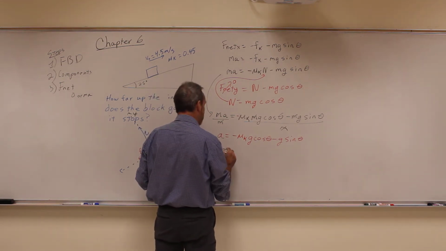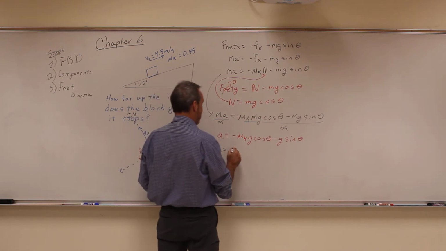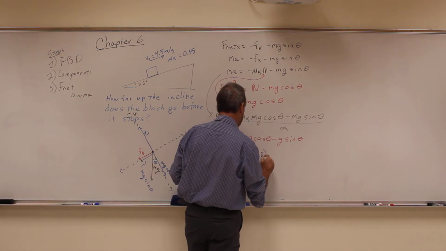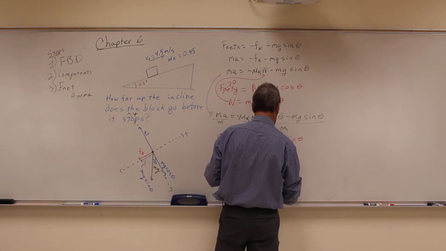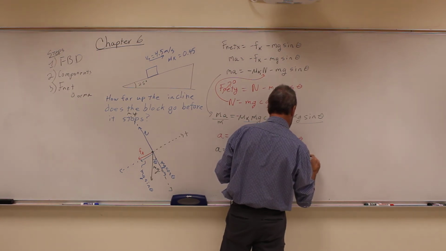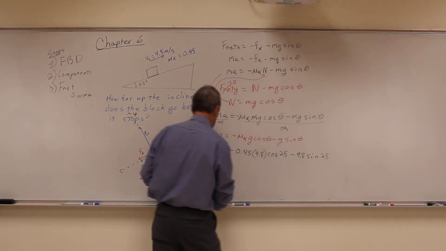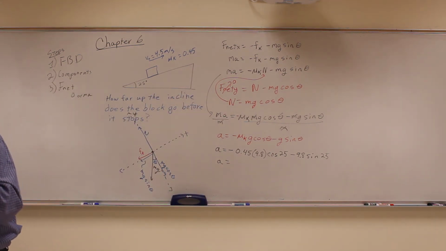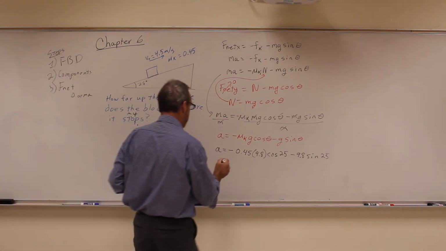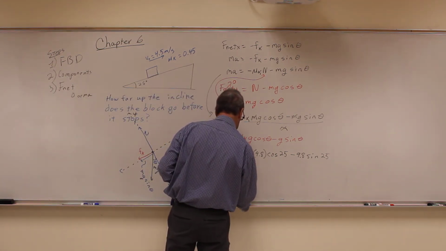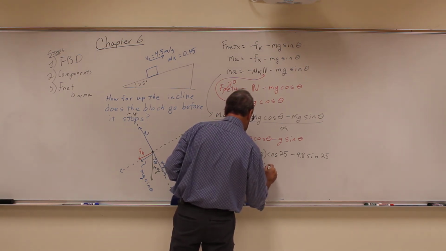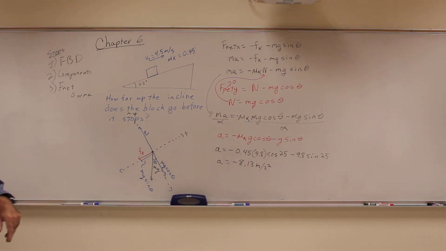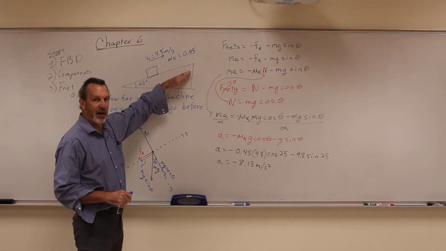I know all those numbers, so I can multiply this. I can factor out a g, but it doesn't really matter. So I'm just going to put these in: 0.45 times 9.8 times the cosine of 25 minus 9.8 times the sine of 25. So the acceleration is equal to minus 8.13 meters per second squared. But that's not what it asked for. What it asked for was how far it goes up here before it stops.